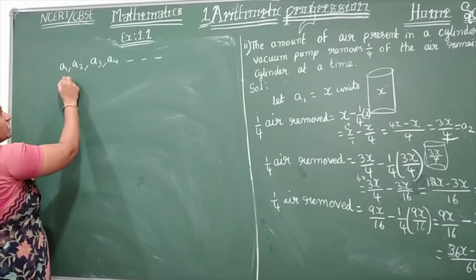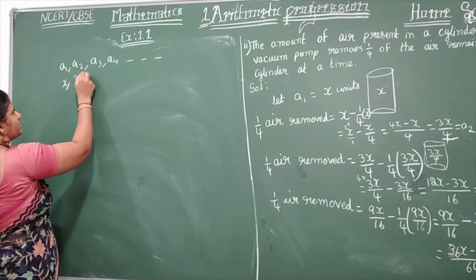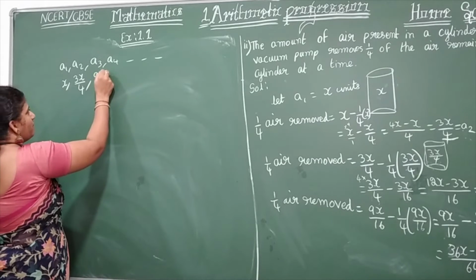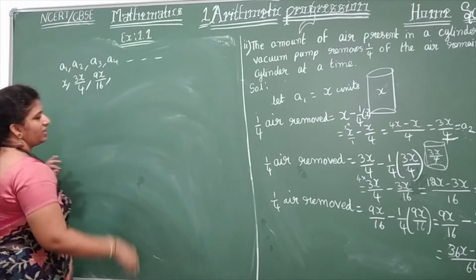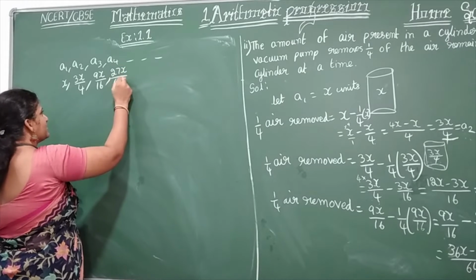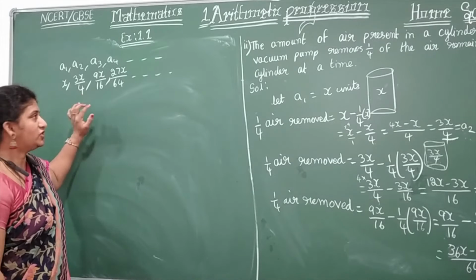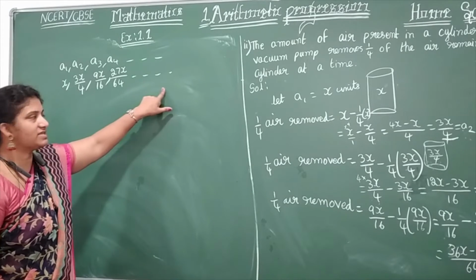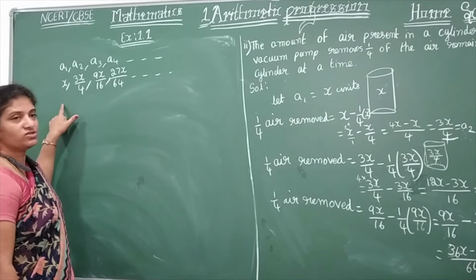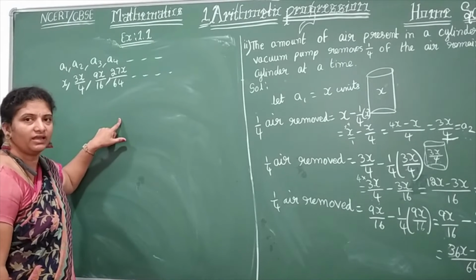Let's start writing. What's your A1 value? X. A2 value is how much? 3x by 4. A3 value is 9x by 16. And your A4 value will be 27x by 64. So now, what is our task here, children? We should find whether the sequence is in AP or not. How can we guess? If we get the difference of the two terms, if we are getting constant, then we can say that they are in AP.